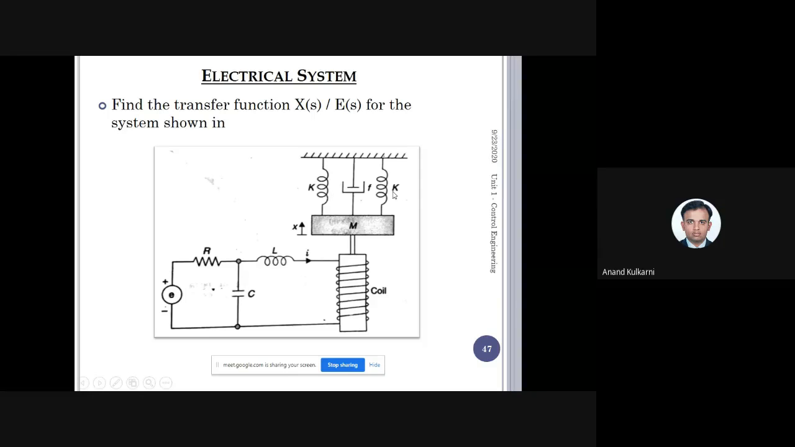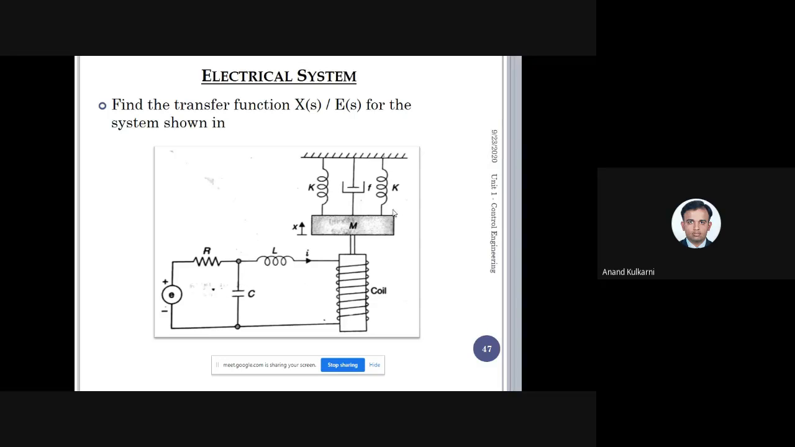For the third one, there is a mass which is acted upon by a force. The magnetic force is generated by this coil, which is equal to K2 into I. That is the force, which is the right hand side of the equation. Whereas here the inertia component of this mass is m x double dot, or m d square x by dt square.